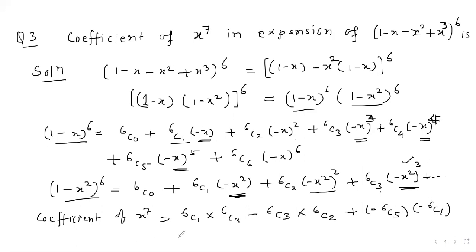Now we simplify. So this will give 6c1, factorial 6 divided by factorial 5 into factorial 1. 6c3 will give factorial 6 divided by factorial 3 factorial 3. Similarly other terms. So I'm not writing those terms. So it will come out to be 120 minus 300 plus 36. So our answer will be 144 with the negative sign.